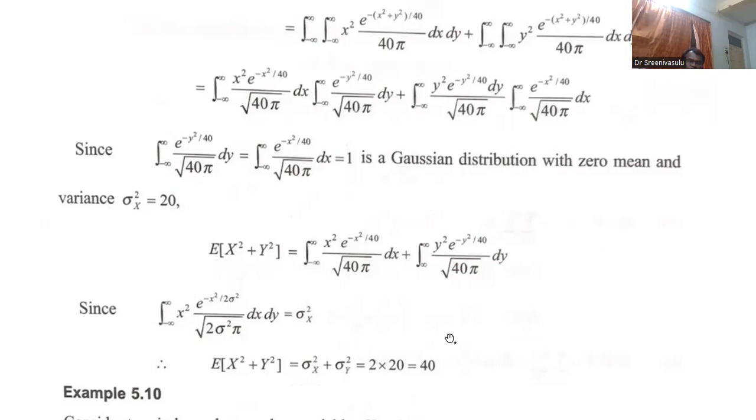From the given data, we know what sigma x square and sigma y square are. Sigma x square is 20, sigma y square is 20. So sigma x square plus sigma y square, we get 40. This is about problems on operations on multiple random variables in this Gaussian density function.